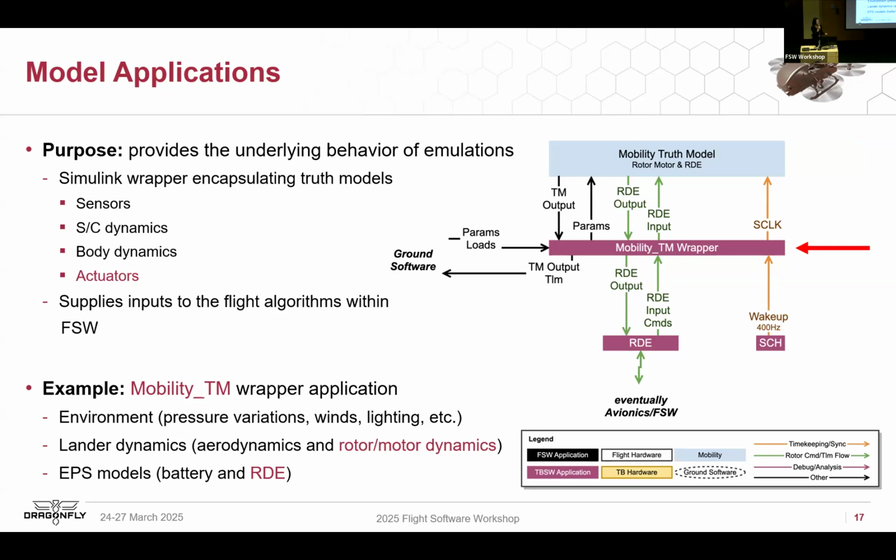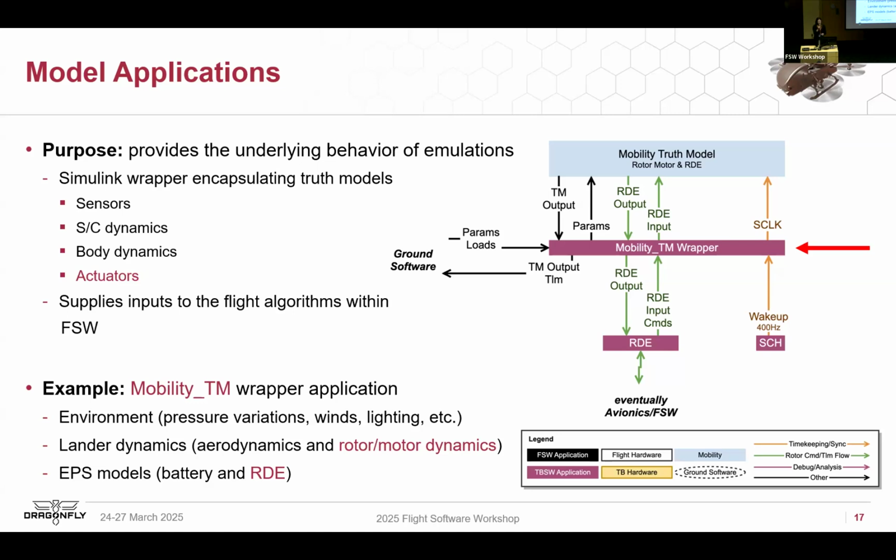Similarly, that same exact team delivers to the testbed software team a mobility truth model, which you can see on the diagram. It contains the rotor motor and RDE models that we need. And so that is our mobility truth model wrapper application. It generally includes the environment and lander dynamics and EPS models. And as you can see, those bottom two bullets include the rotor and RDEs. And then I should mention, if you look at the graph, you can see that we're able to load parameters to this truth model, as well as get general truth model information out that the testers would like to see to understand the status of the truth model.